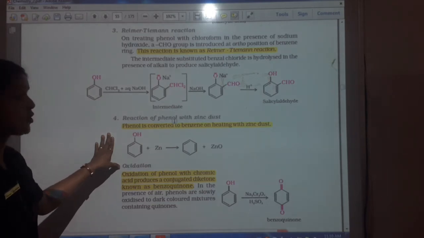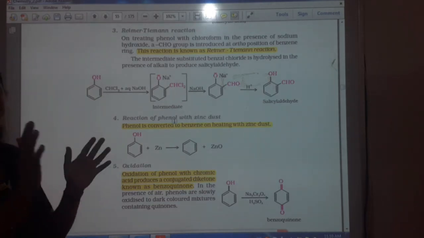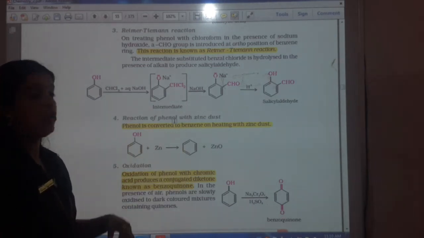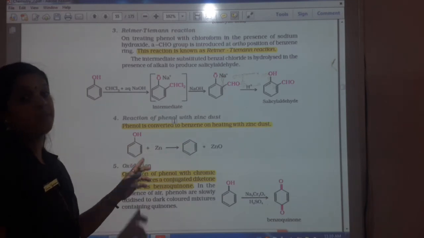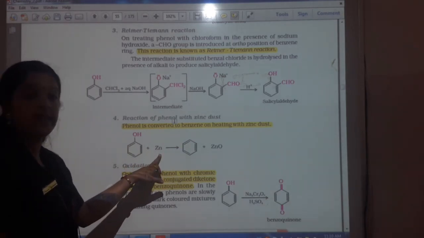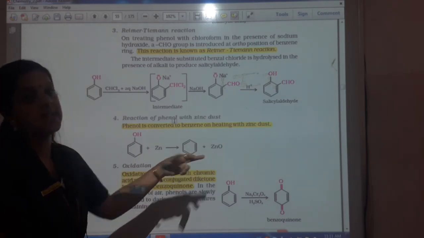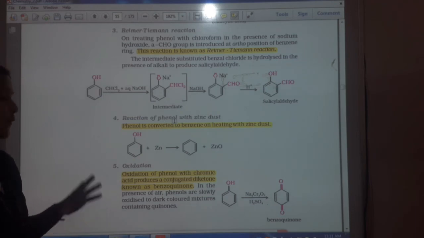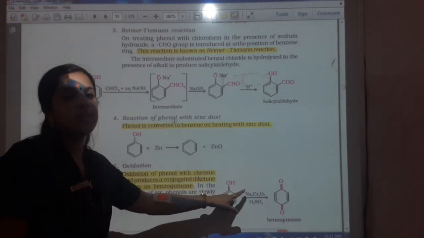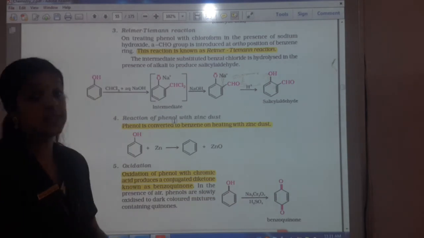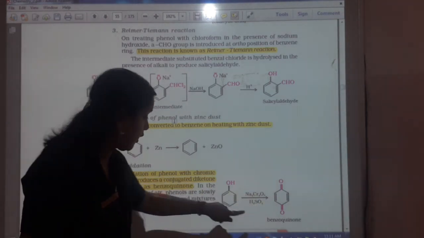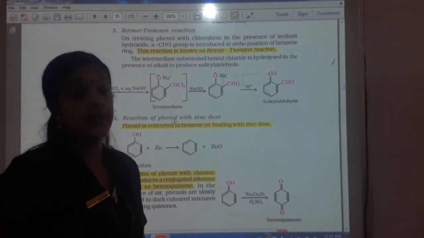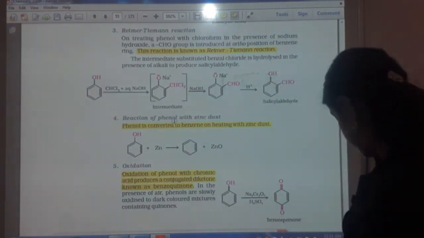Next one is the reaction of phenol with zinc dust. Very important. How do they ask this reaction: dash plus zinc gives benzene, or how do you prepare benzene from phenol? So phenol, when it is treated with zinc dust, you get benzene and zinc oxide. Easy reaction. The next one is oxidation of phenol. Phenol treated with sodium dichromate in presence of sulfuric acid, you get benzoquinone. Both the opposite positions get oxidized with oxygen, so you get benzoquinone.